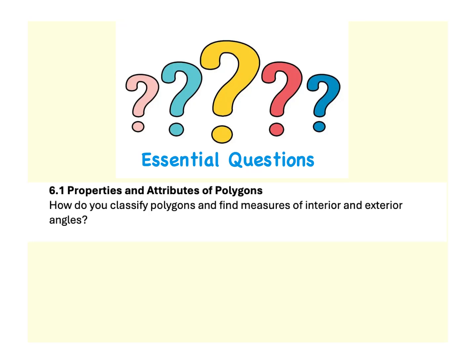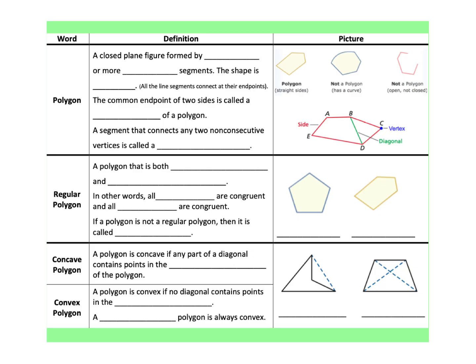Hello, in this video, we're going to be going through lesson 6.1 on properties and attributes of polygons. The essential question is, how do you classify polygons and find measures of interior and exterior angles? Before we can do all of this, we have to talk about a lot of vocabulary related to polygons. So let's start with the definition of a polygon.